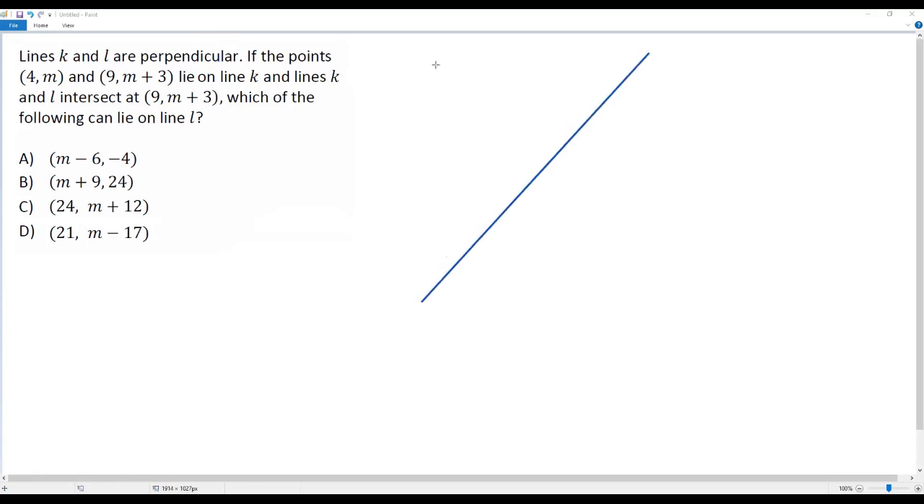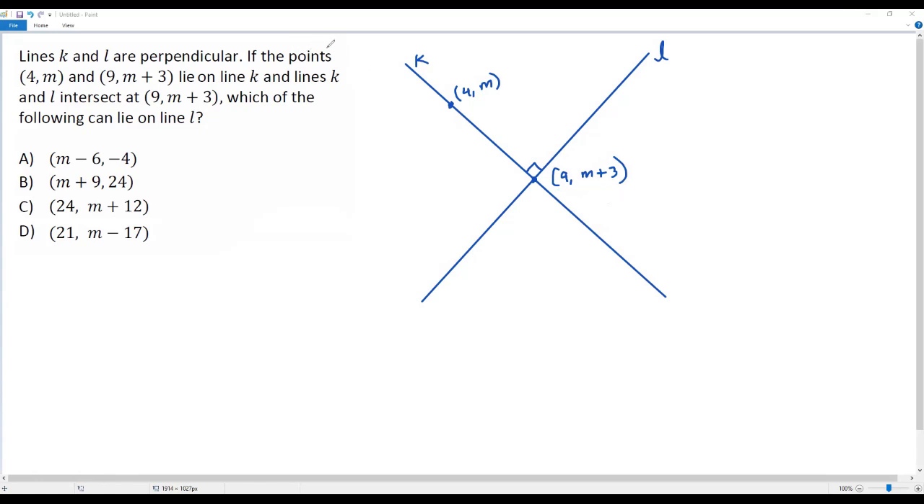Let me draw two lines over here. At the point of intersection, we have a right angle. Let me say this is line K and this is line L. And we have the point (4, m) on line K. Let me mark it over here. And also we have this point (9, m+3) on the same line K, and this is the point of intersection. So we have this point, a point of intersection on both lines K and L.